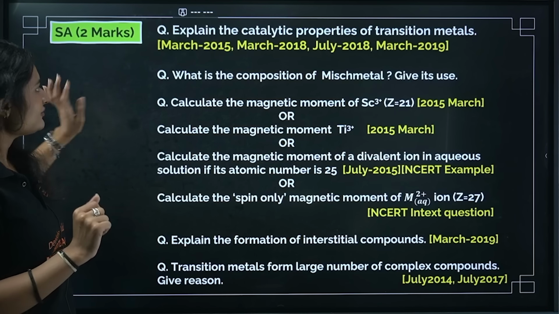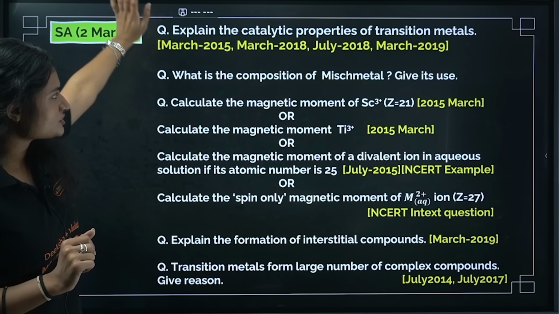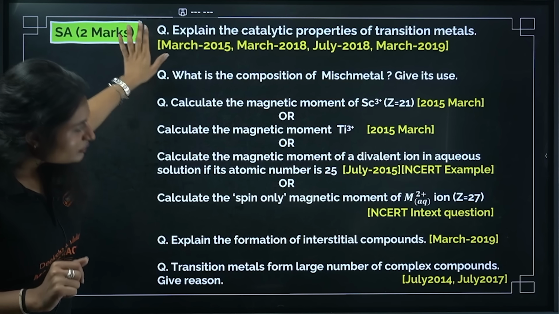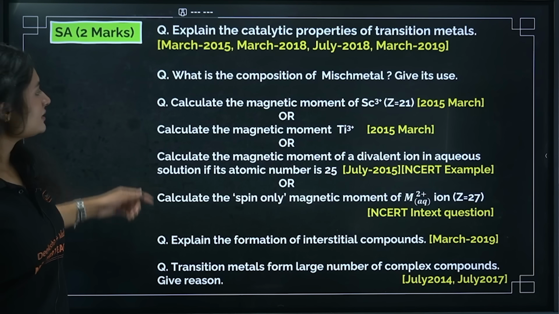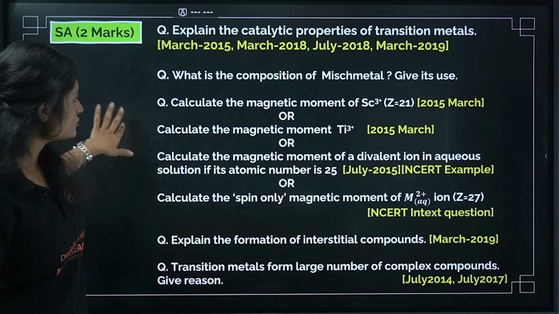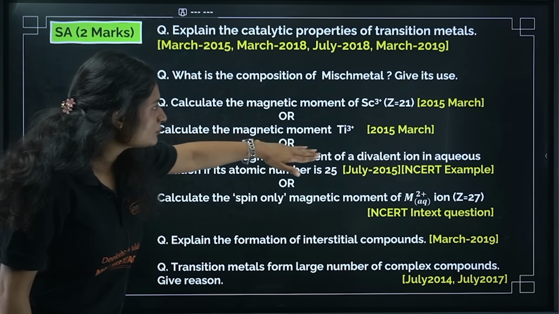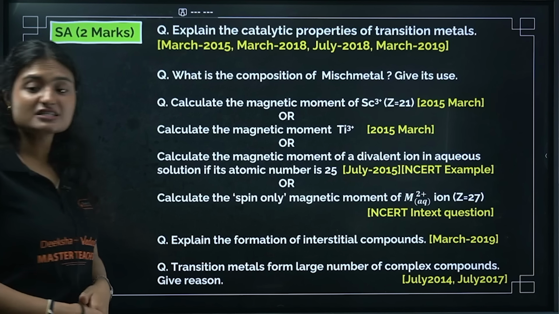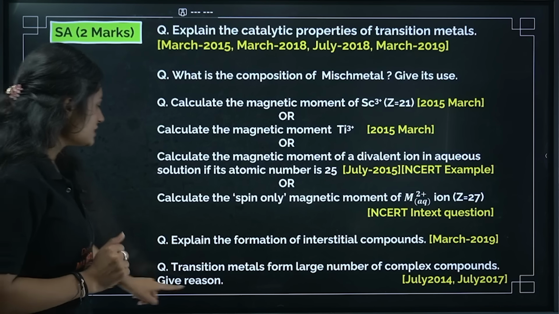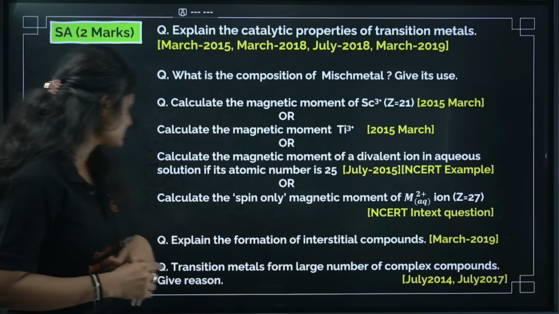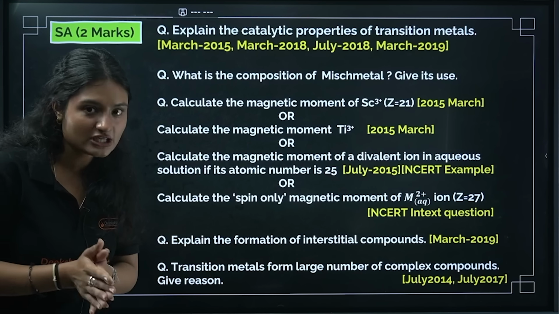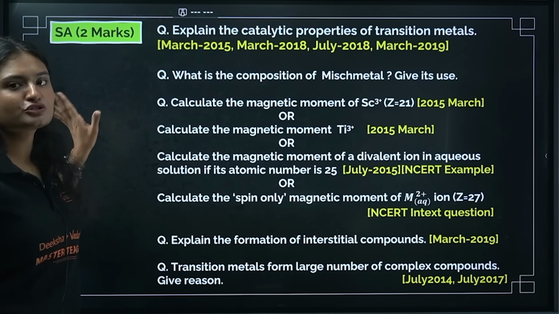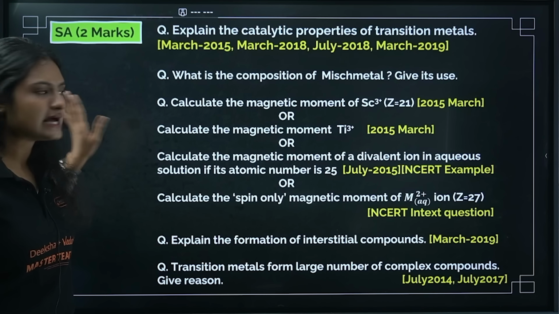Next, from the d and f block, we have catalytic properties of transition metals. So many questions get repeated every year. This was in NCERT also. Calculate the magnetic moment of different metals, scandium, titanium. Then explain the formation of interstitial compounds, that is important. Transition metals form a large number of complex compounds, give reason for that. These kinds of questions come in your 2 marker from the d and f block.